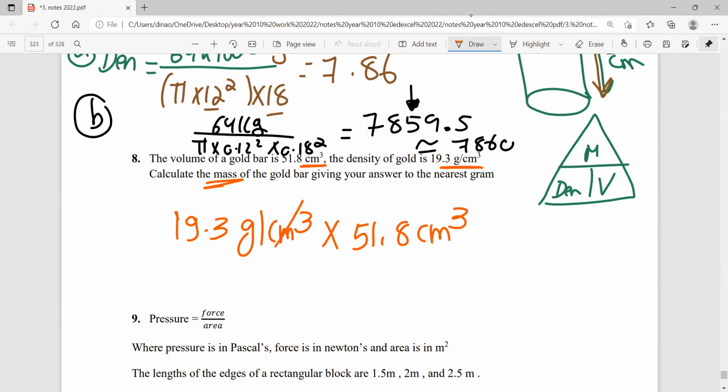So the answer is going to be in grams. You might be asked in some questions to change into kilograms. And how do I change from gram to kilogram? You divide by 1,000. Let me make sure that the numbers I have are correct on the calculator. It's 999.74 grams. The question says round to the nearest gram, so this will be approximately 1,000 grams.